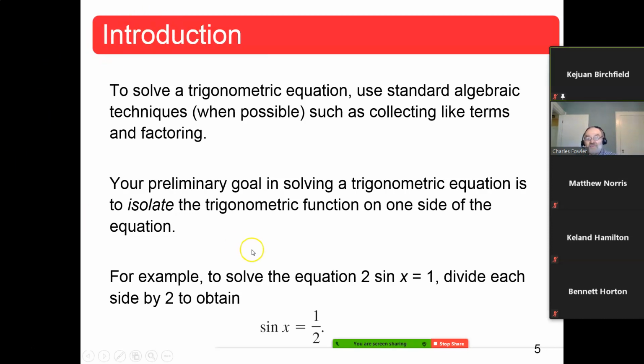So here we have a trigonometric equation. 2 sine x is equal to 1. Now this is not an identity, obviously. This is a conditional equation. So what would you do? First solve for the sine, and you do that by dividing both sides by 2.